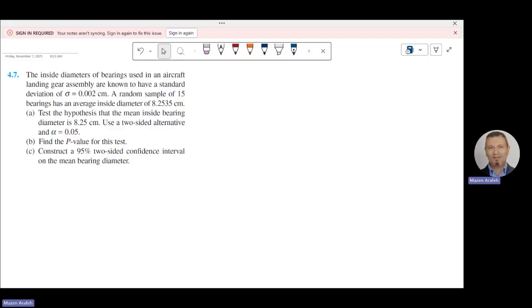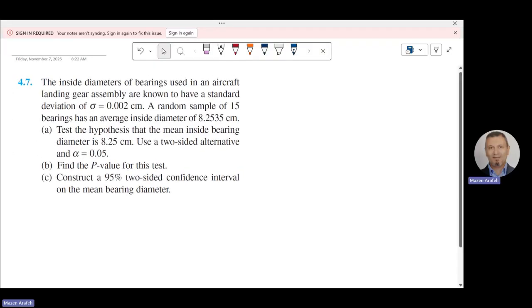So first, let's digest the question. First of all, it says that we have a standard deviation. So the standard deviation of the population is known, so sigma is known. And we have a random sample of n equals 15.